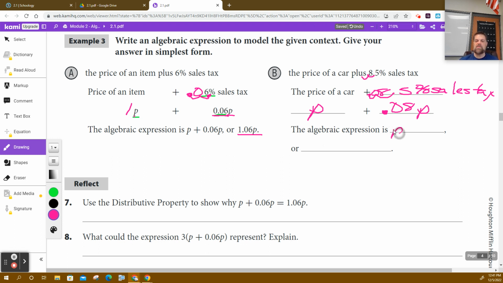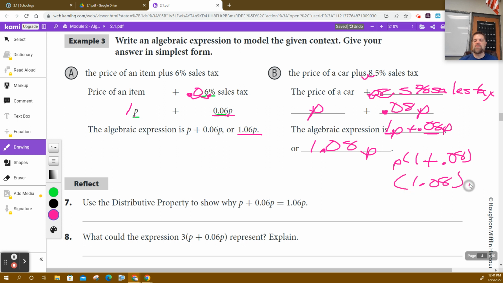Now, that means the expression is P plus, or you could say 1P plus 0.08P, and when you add them up, it could be 1.08P, because you can combine like terms, right? Remember that? This is a P, this is a P. How many P's do you have together? I'm writing it down as 1 plus 0.08, and we are factoring out the P. So that would be 1.08 times P, but you could put the P in the end, and that's how you get this 1.08P.